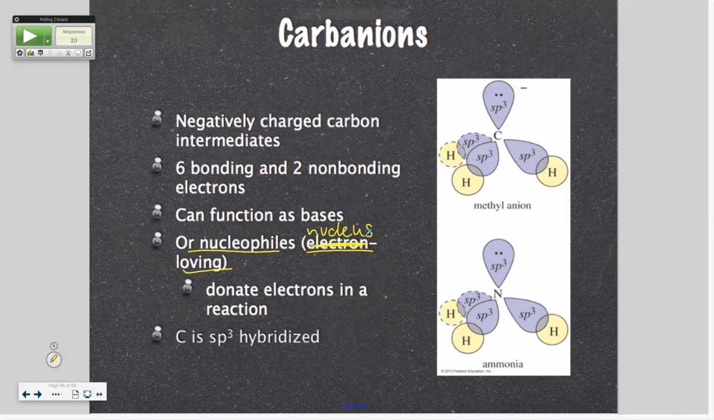Good to know. Okay, they donate electrons in a reaction. Remember, as we are drawing arrows for things, we always go high electron density to low electron density, negative to positive.